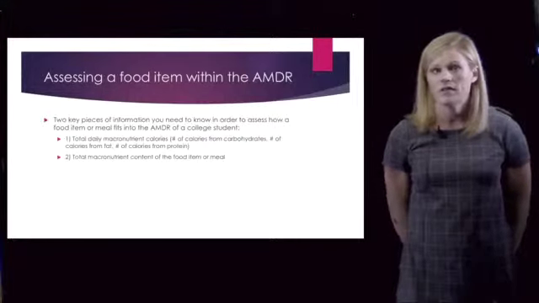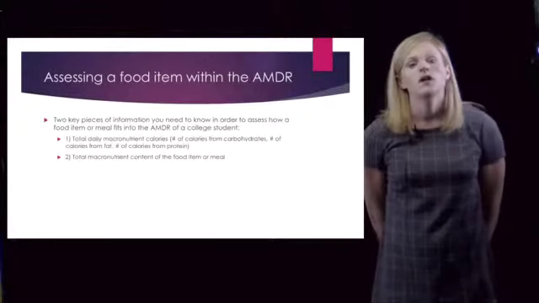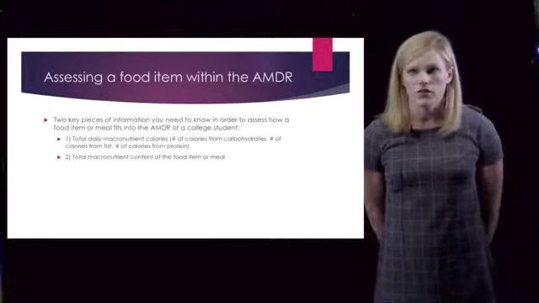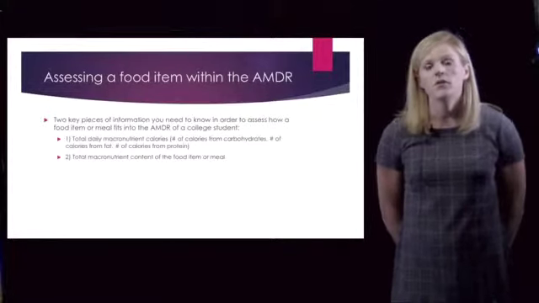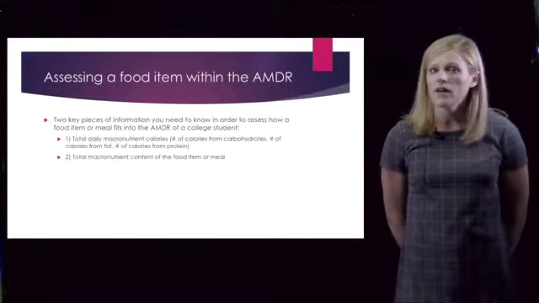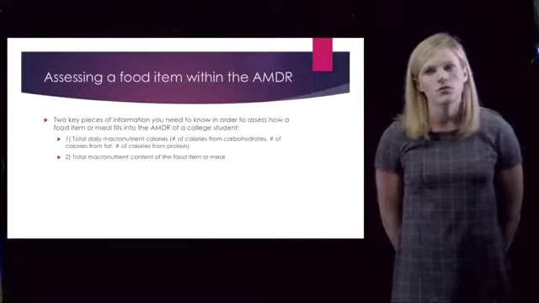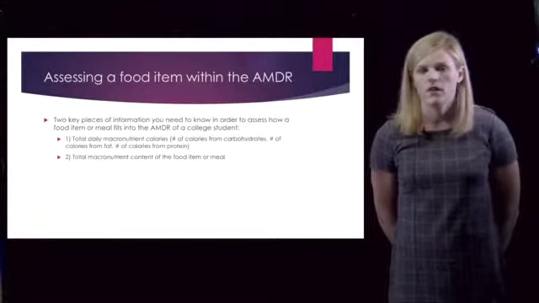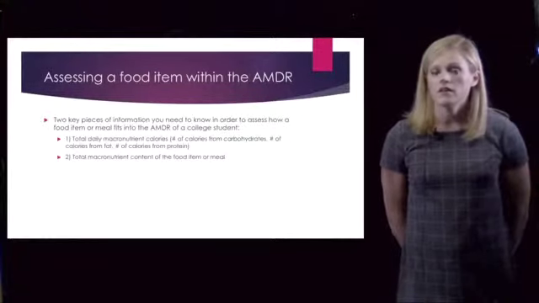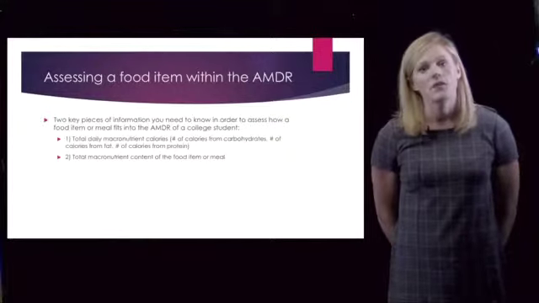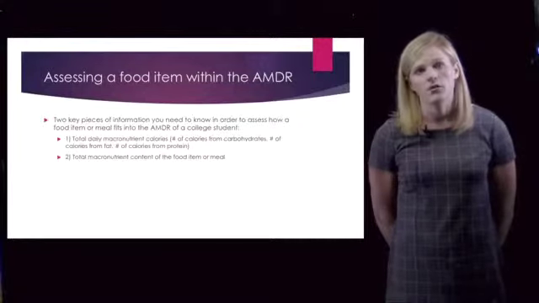For your Module 1 activity, I'm going to have you guys look at a meal and assess how well that meal fits into the recommendations for a typical college student's diet. In order to do this, you're going to need 2 pieces of information. The first piece of information is going to be how many calories of carbohydrates, how many calories of fat, and how many calories of protein should that typical college student be consuming on a daily basis. The second piece of information is going to be specific to that food item or that meal. So we're going to need to look at that food item or that meal and see how many calories of carbohydrates, how many calories of fat, and how many calories of protein are in that food item or that meal.